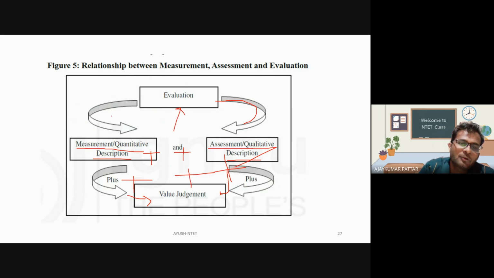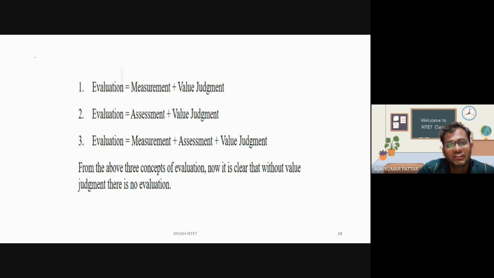Did you understand this chart? What is evaluation? Measurement plus value judgment is evaluation. Assessment plus value judgment is evaluation. Or measurement and assessment plus value judgment is evaluation. So whether it is measurement or assessment, the value judgment should be there. Without value judgment, we can't call it evaluation. That is the concept, so you can easily understand. Evaluation is equal to measurement and value judgment. Evaluation is equal to assessment and value judgment, or evaluation is equal to measurement, assessment, and value judgment.